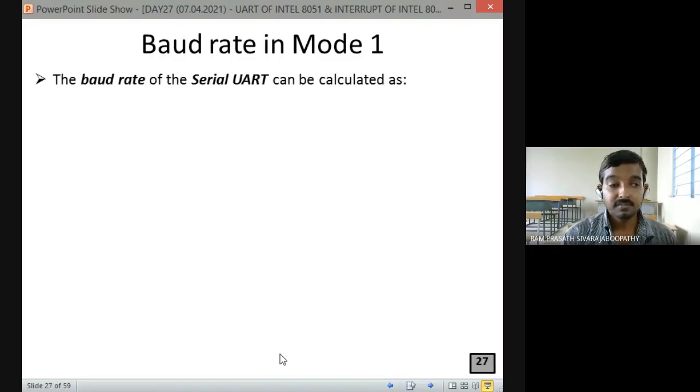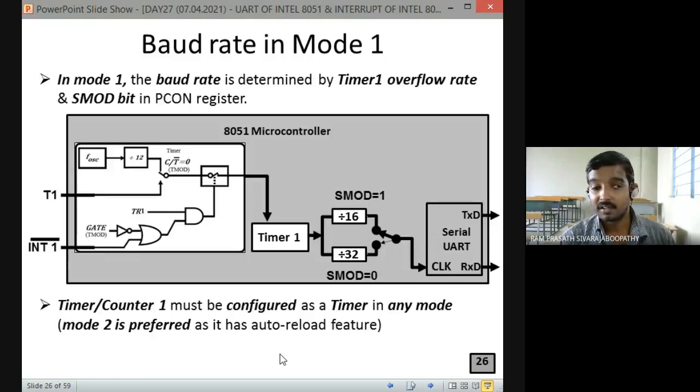Fine. Next. See, இது புரிஞ்சுதா? இந்த diagram புரிஞ்சுதாப்பா? Whenever timer 1 got overflow, it will generate 1 clock pulse. Timer 1 16 தடவை overflow ஆனிச்சுன்னா இங்க எனக்கு ஒரு clock pulse generate ஆகும். Is it clear to everyone? What about the clock input to this serial UART? FOSC divided by 12. That is the very first thing. Again, this is going to be divided by 16 or 32 based upon the SMOD bit. Clear? Is it clear?